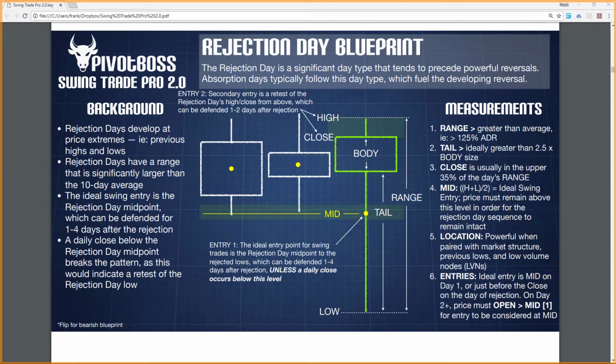Now if you look right here also, the next section is the mid. The midpoint is the high plus low divided by 2. The high plus the low divided by 2 gives you that point right there. The ideal swing entry is this point. So if this is a daily bar and you've rejected a major area here, then over the next 1 to 4 days, there could be defenses in that area.